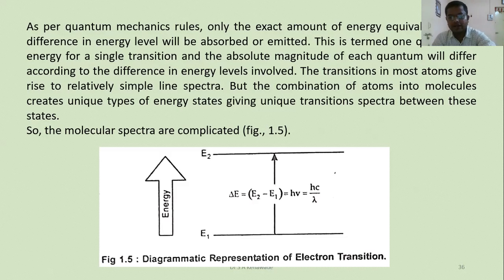If the energy difference is lower, then the energy required for excitation is lower. If it is a higher energy difference, then the energy required for excitation is higher. But the combination of atoms into molecules creates unique types of energy states, giving unique transition spectra between these states. So the molecular spectra are complicated.